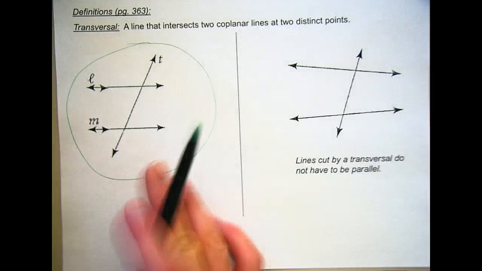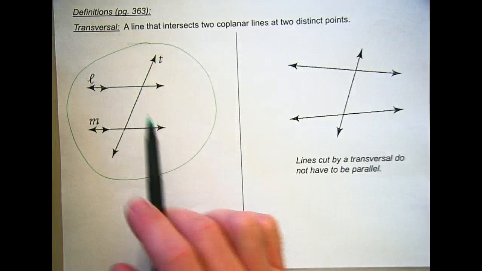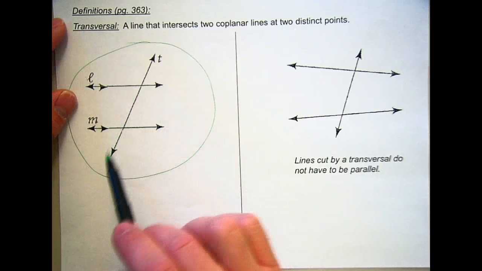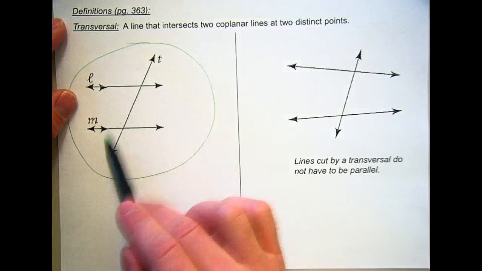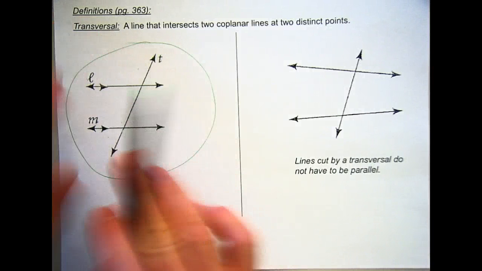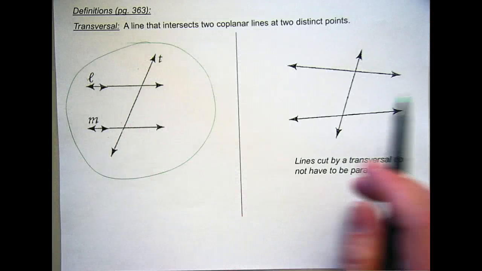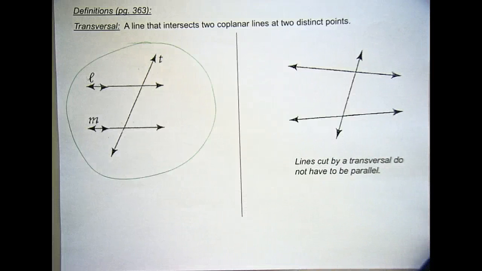This is a transversal that intersects two parallel lines, which means I know a bunch of things. I know this and this add up to 180. I know that this is congruent to that, and that is congruent to that, and that is congruent to that, and that is congruent. There's a lot of things I know from this picture because it intersects parallel lines. Here I don't know any of those things because it's not parallel. All right. Very good. That's one of the things you need to define, transversal.